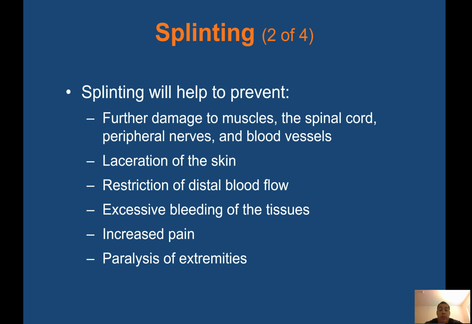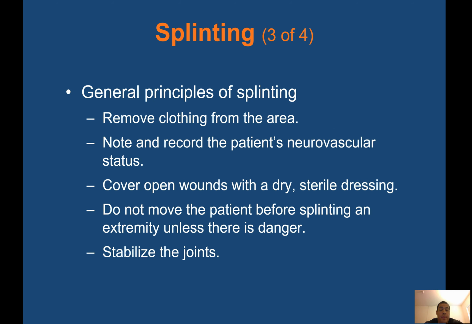Splinting will help prevent further damage to muscles, the spinal cord, peripheral nerves, and blood vessels, laceration of the skin, restriction of distal blood flow, excessive bleeding of the tissues, increased pain, and paralysis of extremities.